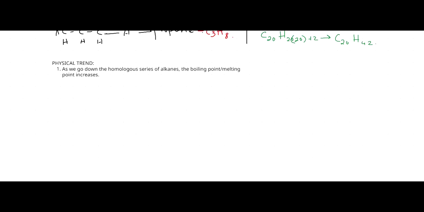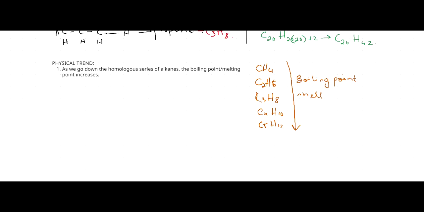This is what I mean by this. If I start from CH4, C2H6, C3H8, C4H10, C5H12. So, as I go down the series, I'm going to see that the boiling point and the melting point are going to increase. Now, what is the reason for this? The reason is that as I go down, the number of carbon atoms is increasing, right? You can see that the number of carbon atoms is increasing.